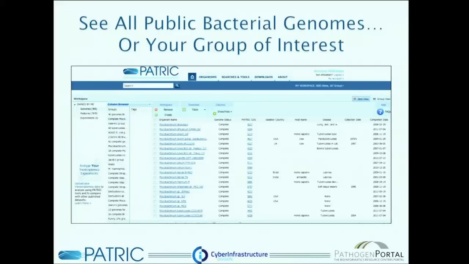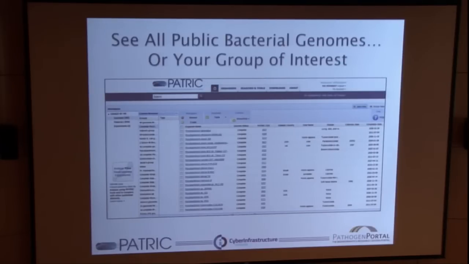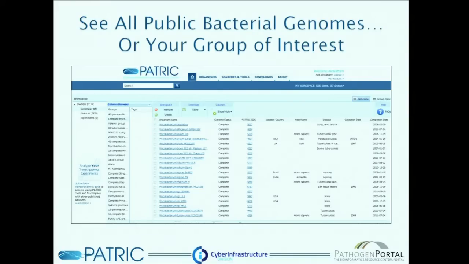So you can see all public bacterial genomes and other omics data that we have, or just your group of interest. It turns out that, for example, if you're a mycobacterium expert, maybe you mostly just want to live in mycobacteria. I'm not saying you should, or that it's a good or bad idea, but maybe that's what you want to do. So instead of going all the time to all of PATRIC, you just create the sets of things that you want to work with, and you just go to that, and the rest of it you ignore.